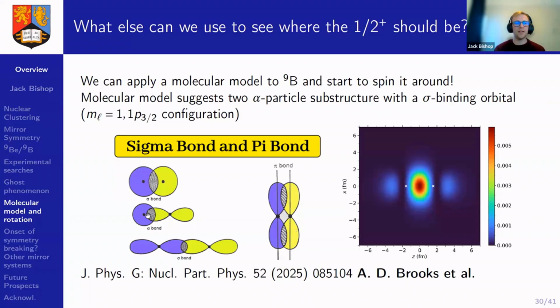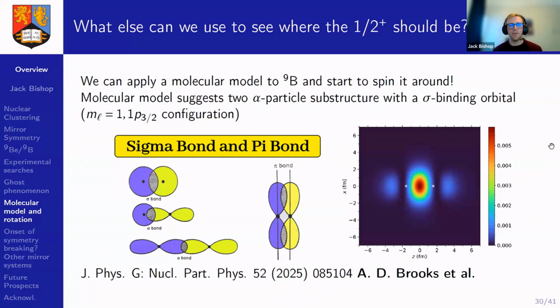So analogously to what we have on the left-hand side in chemistry, the right-hand side here is showing the density of what that proton is doing as it's going around the two alpha particles that are not shown, apart from this white cross here, either side of the center. So we've got some sort of model for what our Boron-9 1½ plus state looks like.